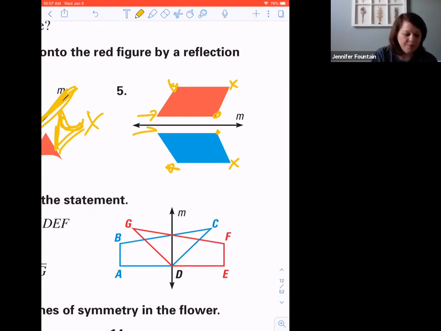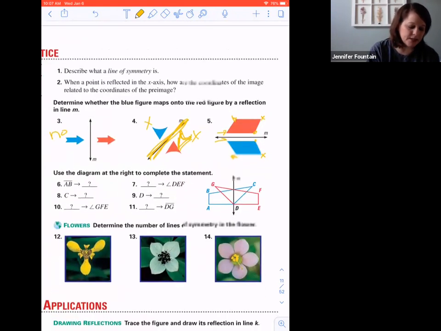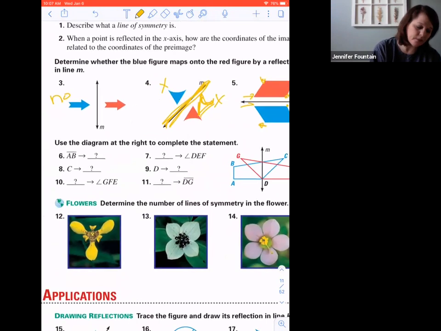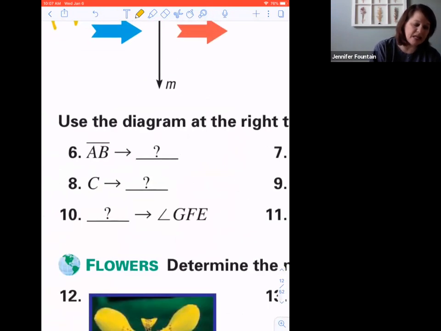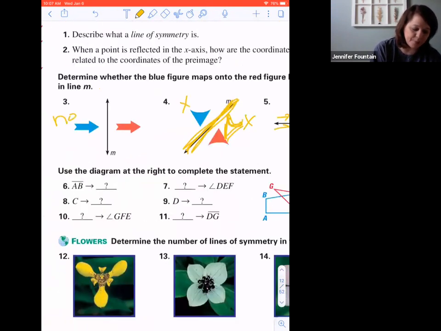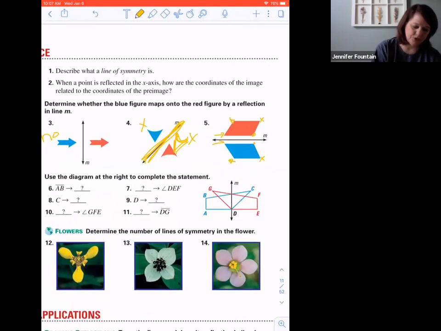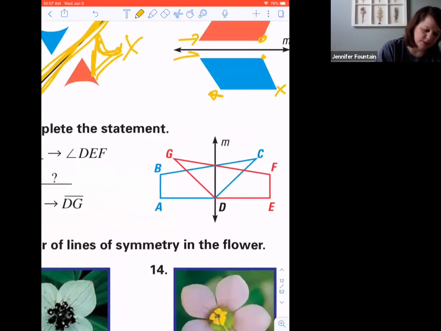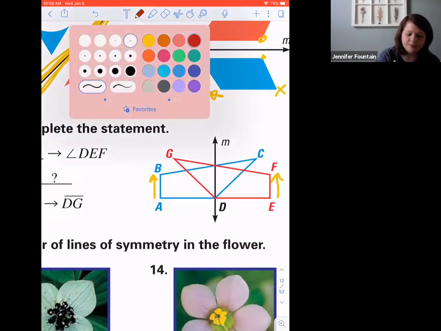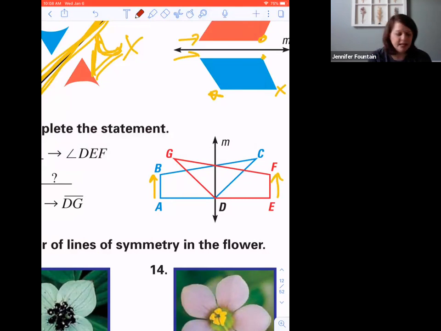All right. Now it says use the diagram at the right to complete the statement. I'm looking at AB. AB maps to what? So I'm talking about AB right here, which is going to map to EF. So if we go through any of these and you have a question, be sure to let me know. AB maps to EF.